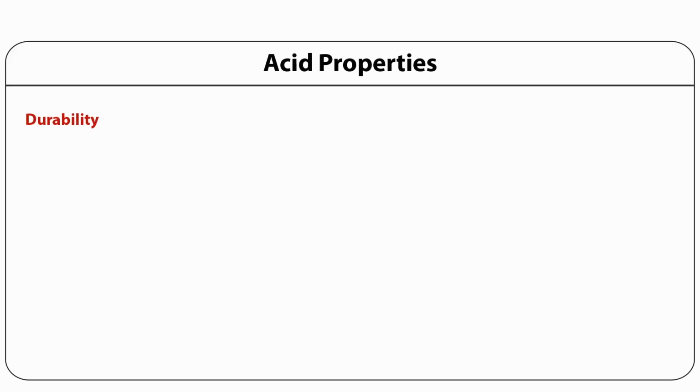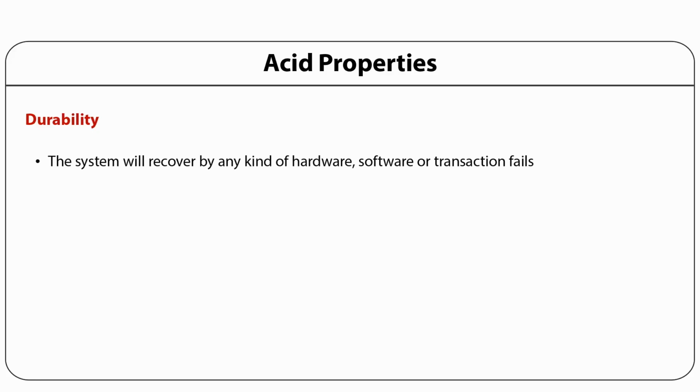Durability is one of the very important properties of a database management system. Normally when we store data in a database management system, our idea is that data will be stored and it will be protected. So when there is any kind of mishap with hardware, software, or a transaction failure, the system should immediately recover. Otherwise the condition of durability will be defeated.